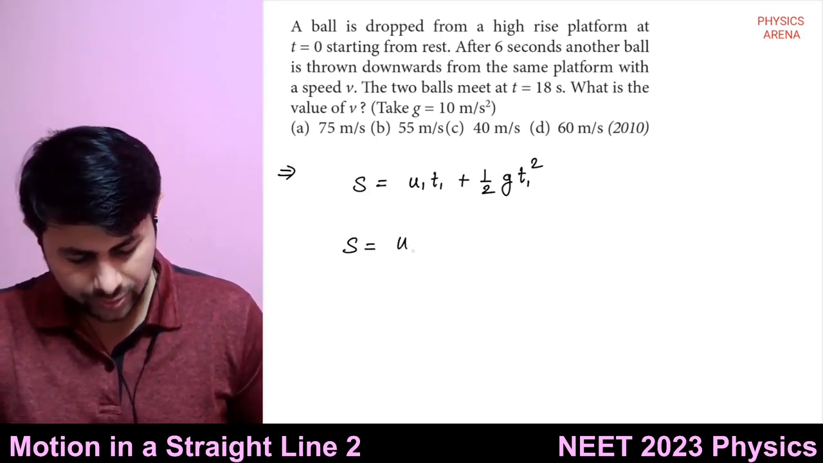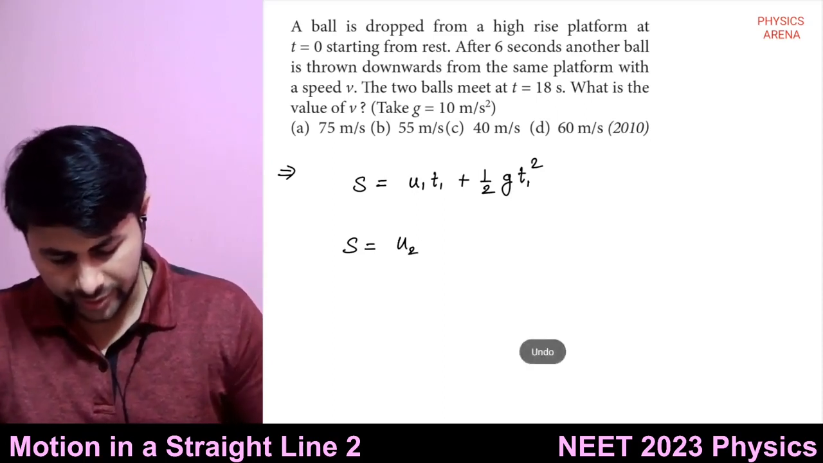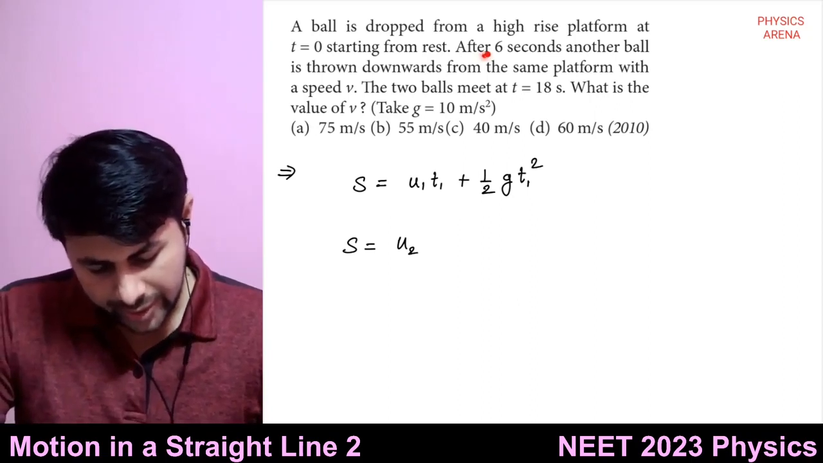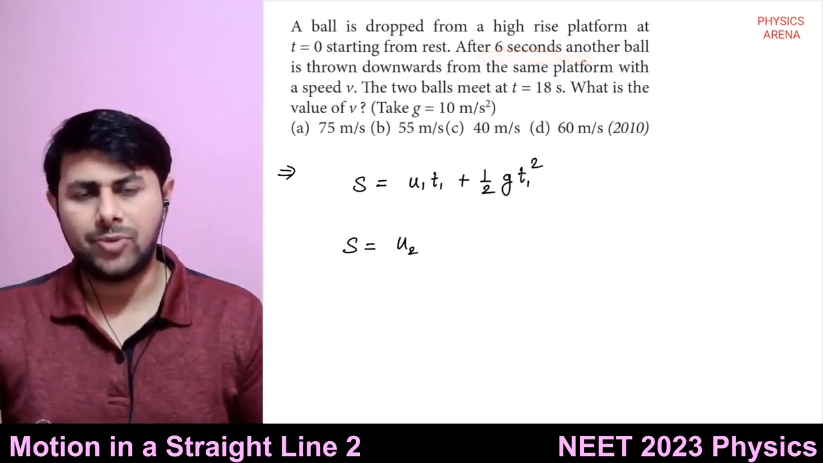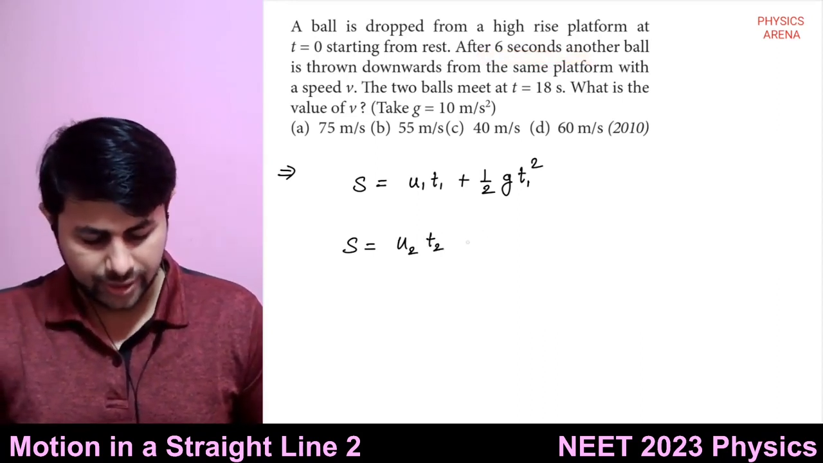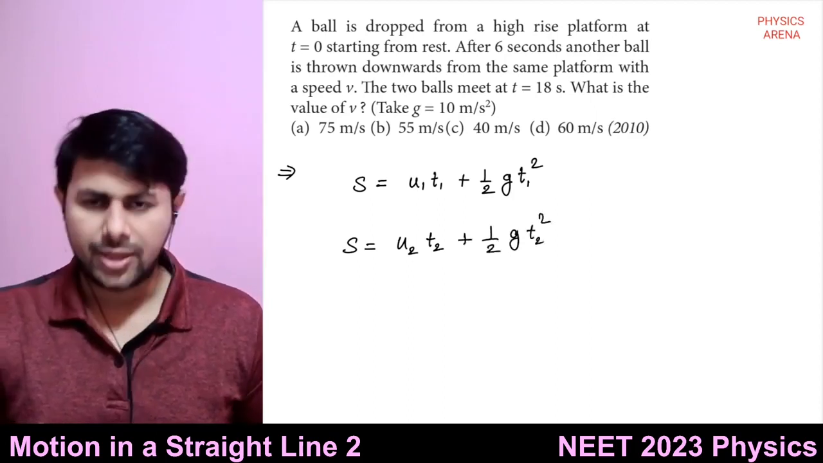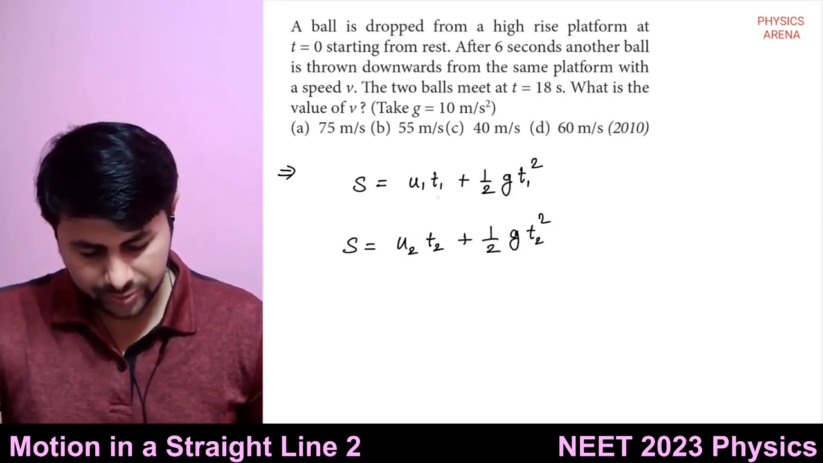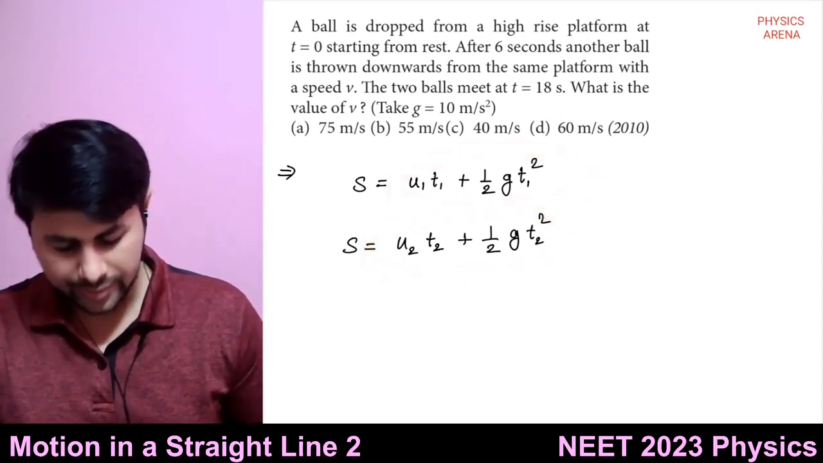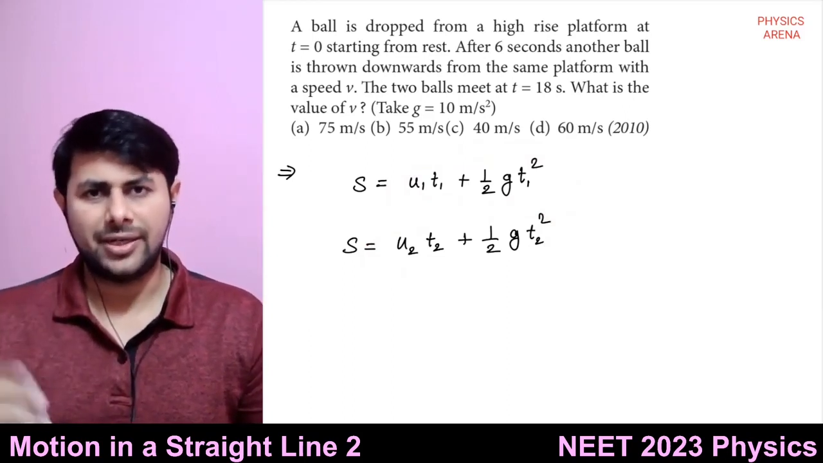It is u2 times t, but this time will be how much? The first ball is dropped and 6 seconds after that the second ball is dropped. So let's write it as t2: u2 times t2 plus half of g multiplied by t2 square. So you can equate these two, because the distance covered by both the balls will be the same if they are meeting at any time.